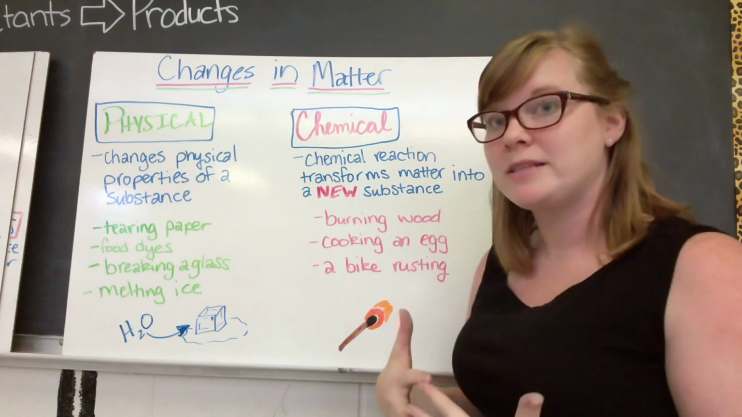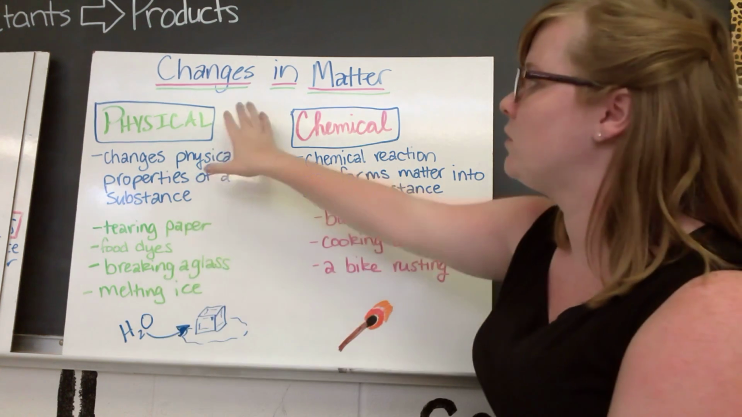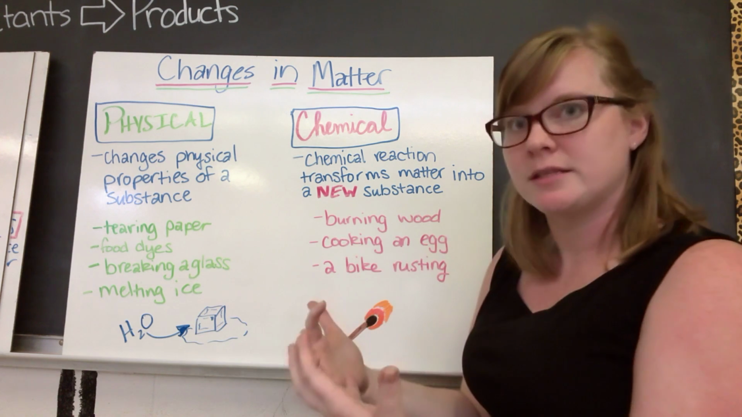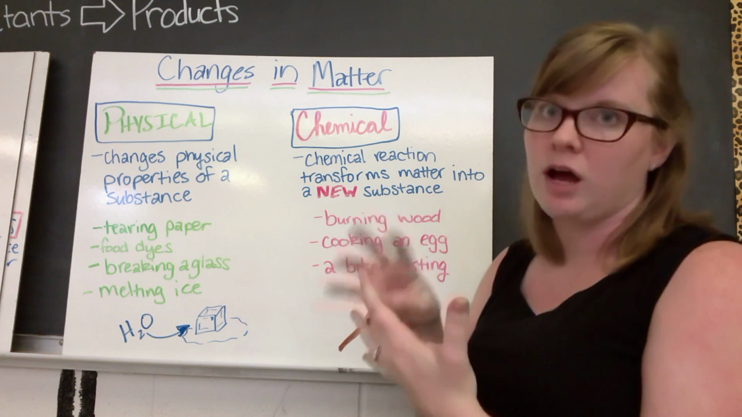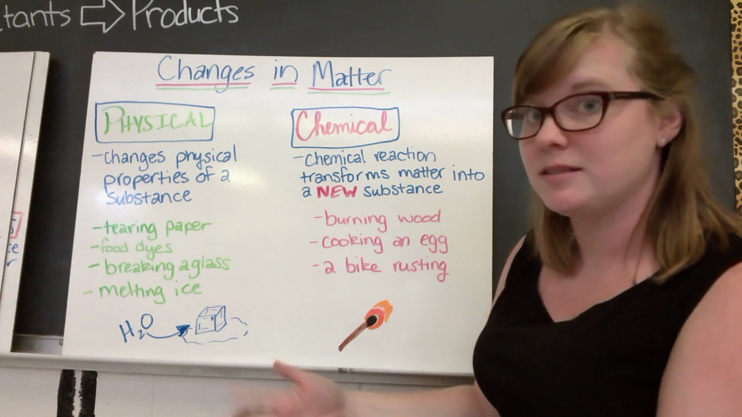So there are several ways that we'll see changes in matter. Changes in matter, just like properties of matter, are going to be physical or chemical. So physical changes change the physical properties of a substance. So they're going to change size, odor, color, luster. So tearing paper, dyeing food, breaking glass, or melting ice.